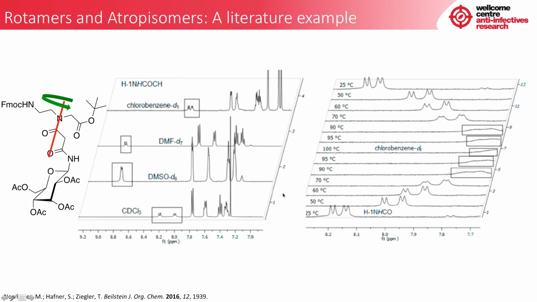So here is a literature example. This is a tertiary amide. Such structures often have slow rotation, and rotation is hindered around this axis. And the proton we're observing is this one. So you can see we have a slightly broad signal for this. However, it's still coupling to this proton here.